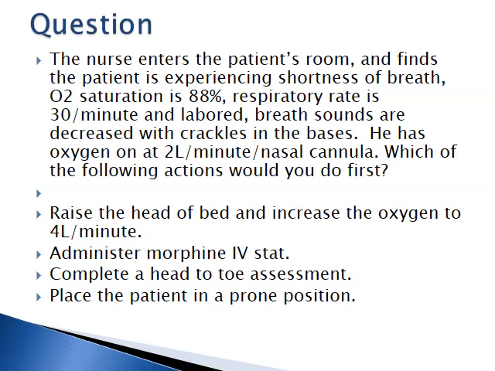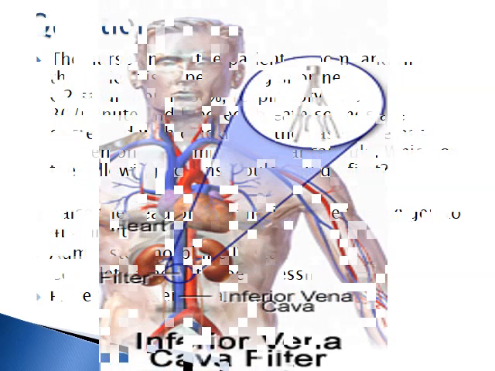So if we believe that a patient has a PE and we've got this focused data, we're not going to take the time to do a complete head-to-toe assessment before we address the respiratory issue and get more oxygen in there and increase the oxygen being administered. And would you give morphine? You may possibly give morphine, but I'm more worried about getting oxygen in them than I am morphine at this point. So hopefully you all got that correct.